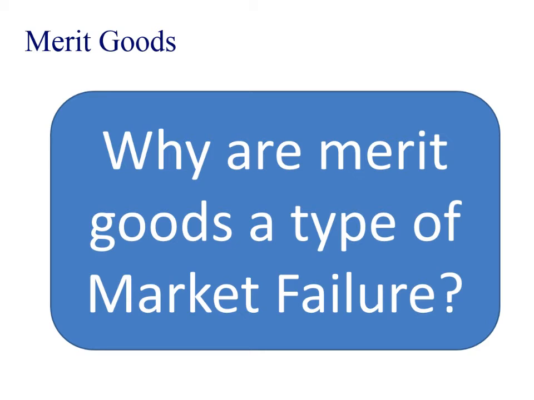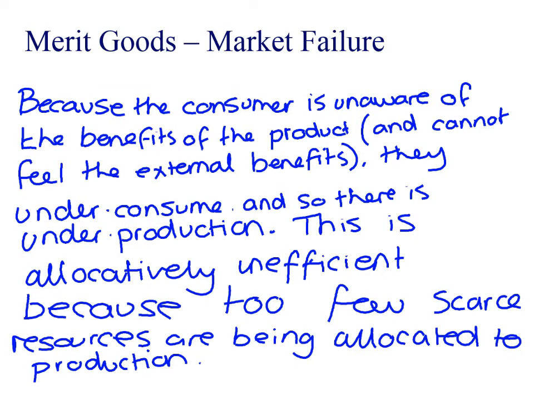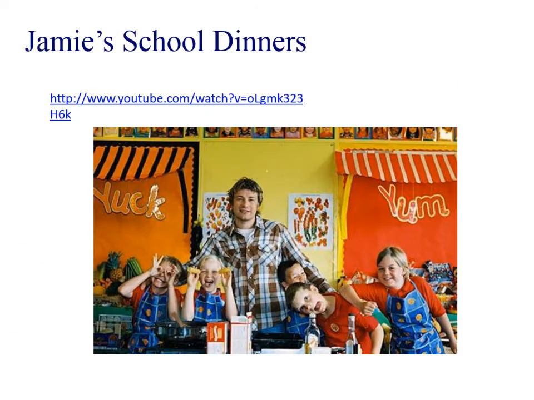And in the case of merit goods, they don't realise how good it is for them, so they don't consume enough of this product, and so they underconsume the product. And because it's underconsumed, in a market, the producer is only going to supply things that are wanted. So if there's underdemand basically of the product, then there'll be underproduction of the product as well. So it's allocatively inefficient, so it's market failure because too few scarce resources are being allocated to production.